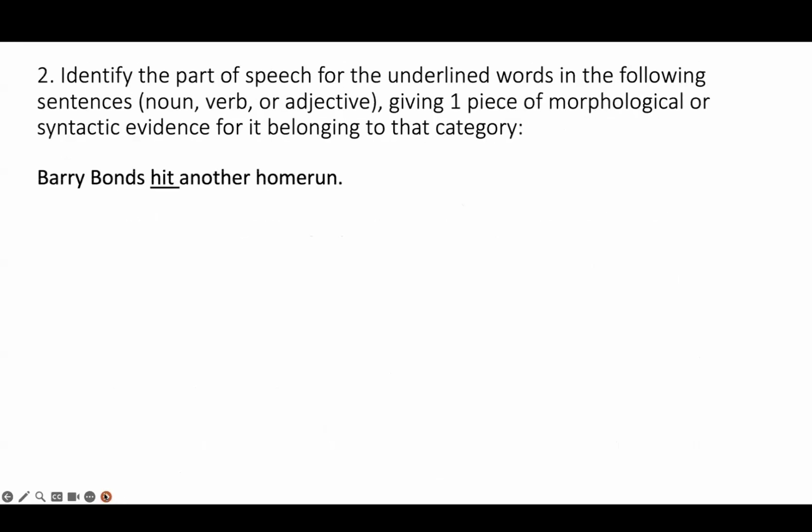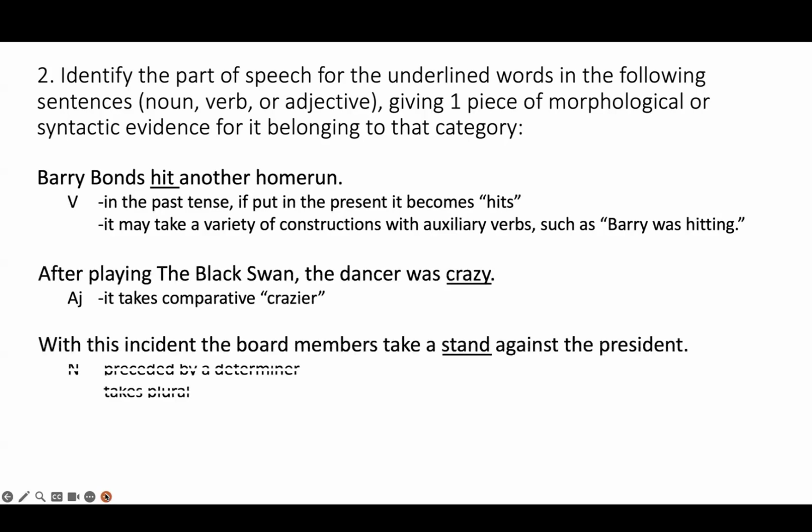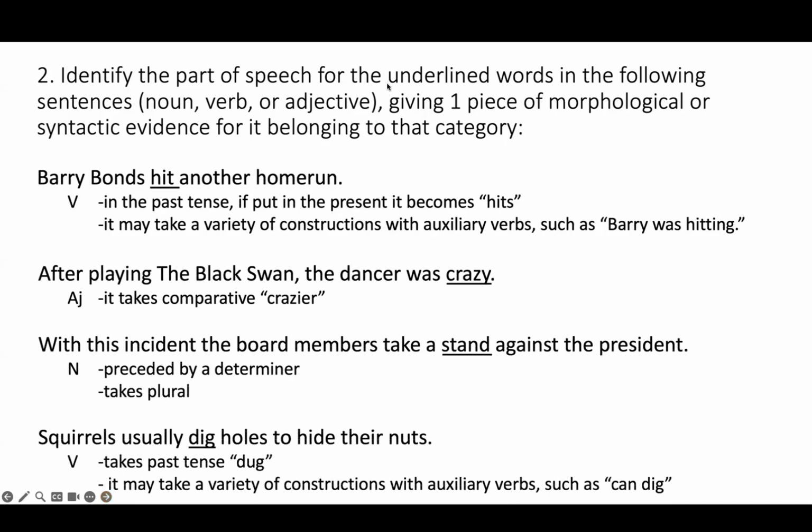Nothing else than that. In exercise number 2, we had several words that were underlined, and we had to identify the part of speech of this underlined word only. So in the first sentence, Barry Bonds hit another home run, we determined that hit is a verb. And to justify, to give our piece of evidence, and again, remember, it's morphological or syntactical evidence, that this indeed is a verb, what we identified is that this verb is in the past tense, and verbs in the simple present, third person singular, like Barry Bonds, take S. So if we put this verb in the present, it becomes hits, adding the S that regular verbs in English take in the present tense.